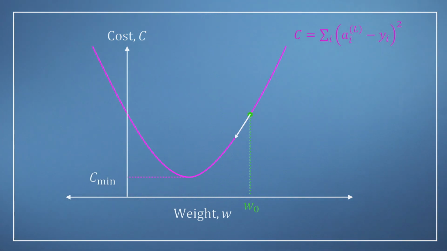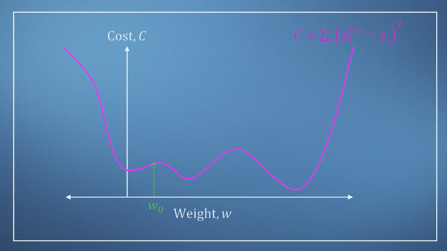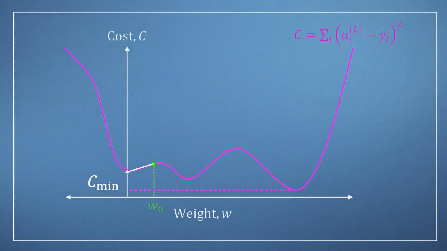For example, at the point shown on the graph, the gradient is positive, and therefore increasing w would also increase the cost. So we should make w smaller to improve our network. However, at this point, it's worth noting that our cost function may look something more like this wiggly curve here, which has several local minima and is more complicated to navigate.